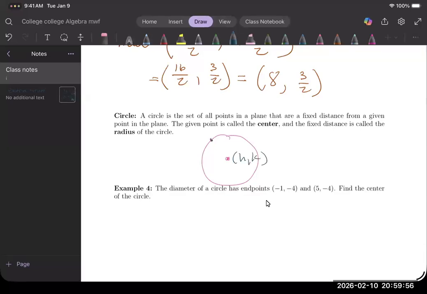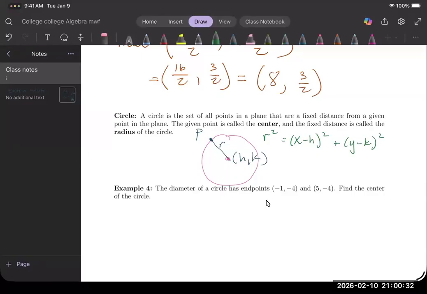If I put a point P right here, any point on the edge of the circle, the distance from the center to that point is that fixed radius length R. So from the center out, all the points P make the circle around. A circle has an equation: R squared equals x minus h quantity squared plus y minus k quantity squared.